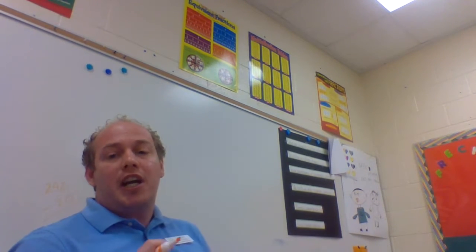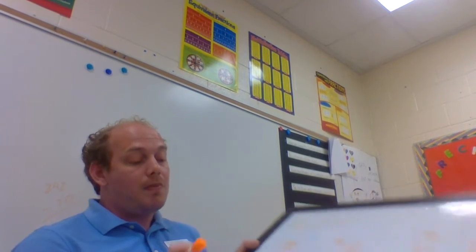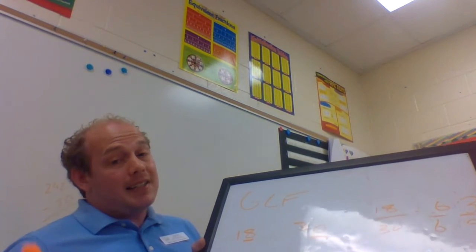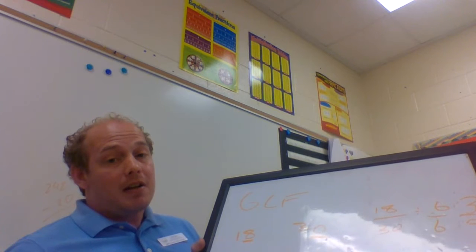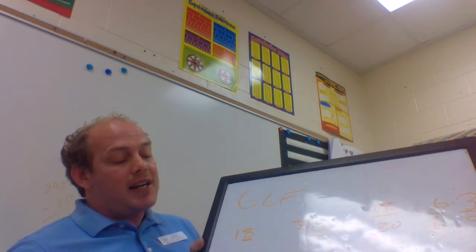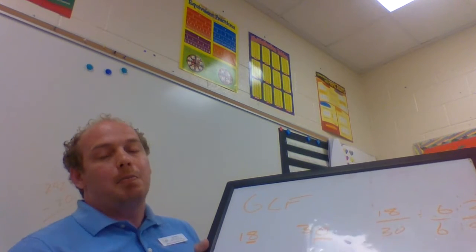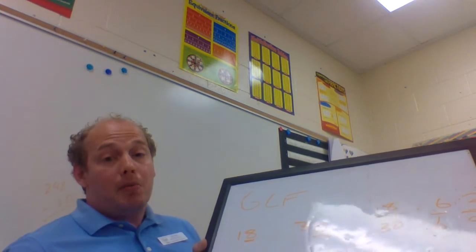And that's how you check your own work. That's how you know if you need to rework the problem. 3 is a common factor, but is it the greatest common factor? No. The greatest common factor is 6 because it's the biggest number that they both have in common.